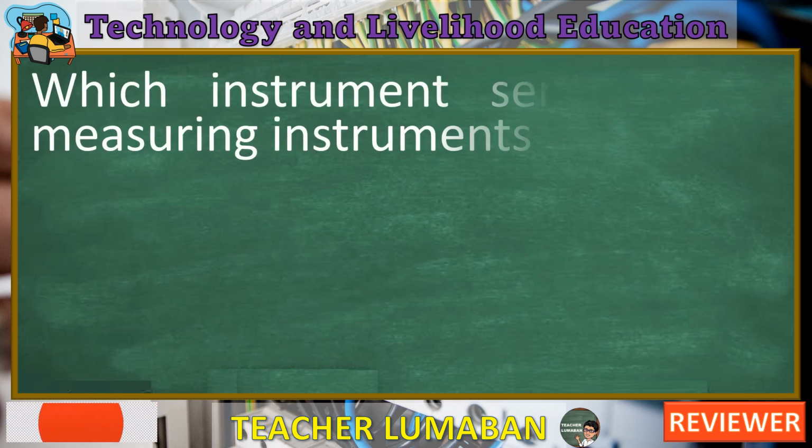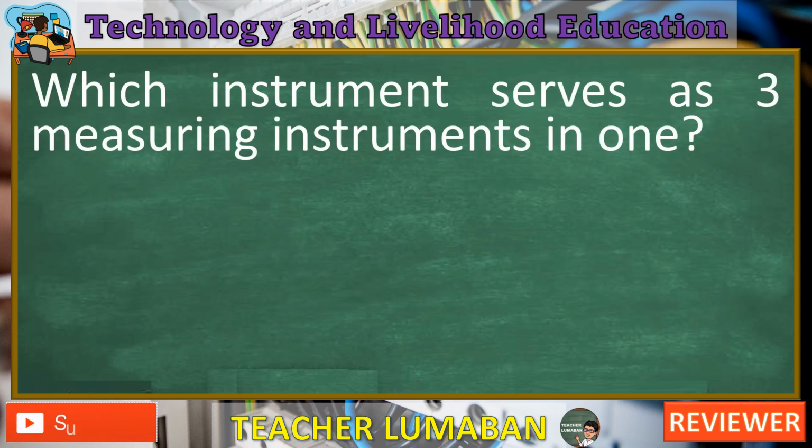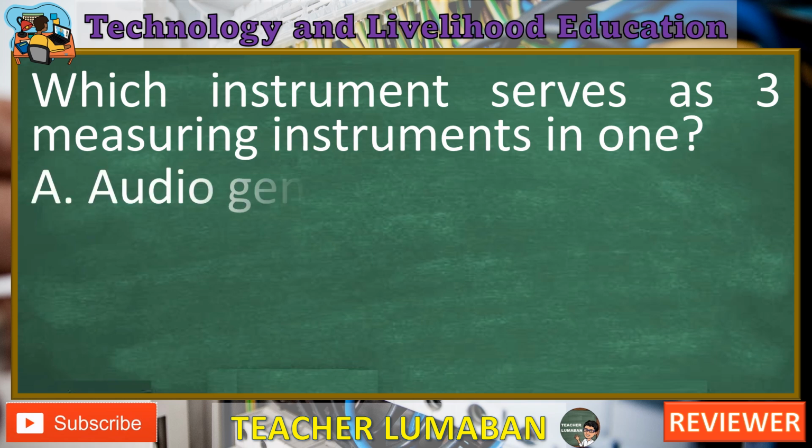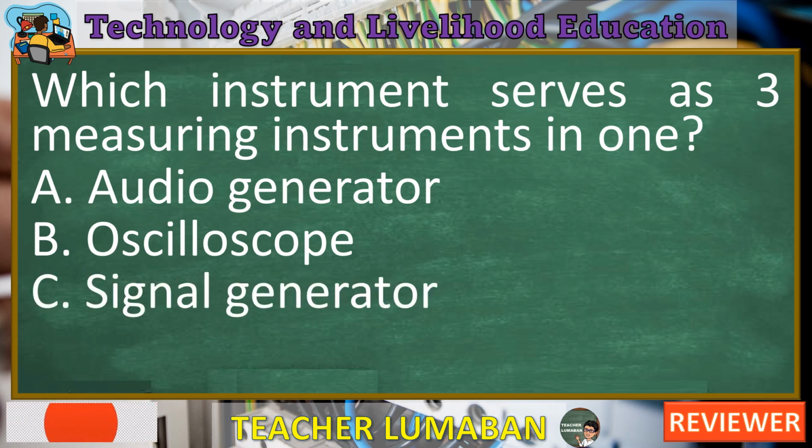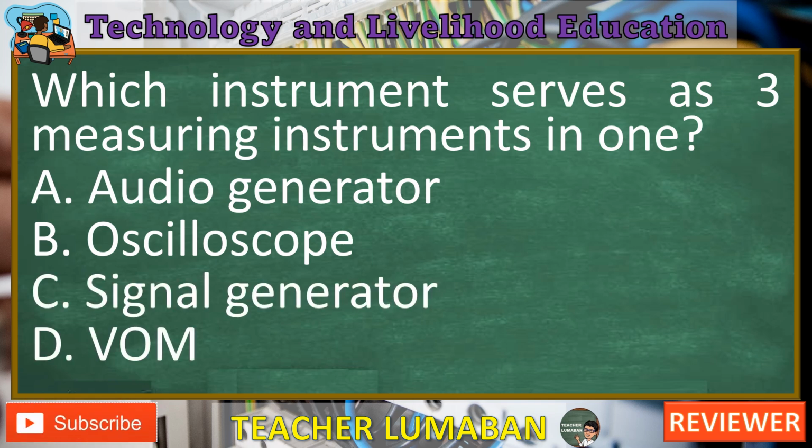Which instrument serves as 3 measuring instruments in one? A. Audio generator. B. Oscilloscope. C. Signal generator. D. VOM. In the next 5 seconds, select the best response from the available options. 5, 4, 3, 2, 1. The correct answer is D. VOM.